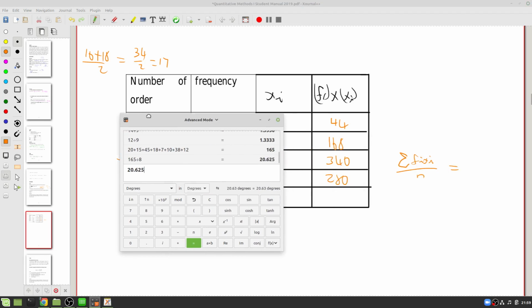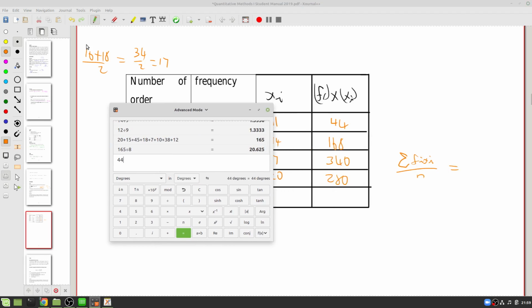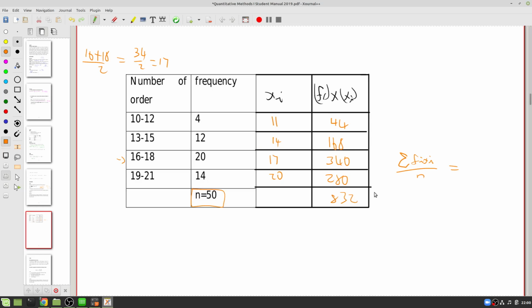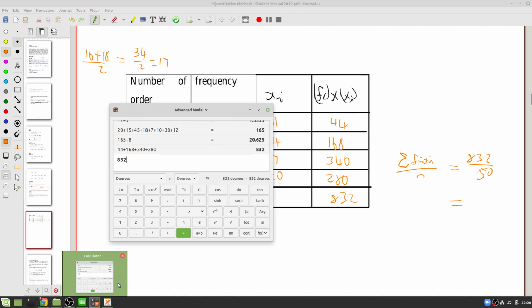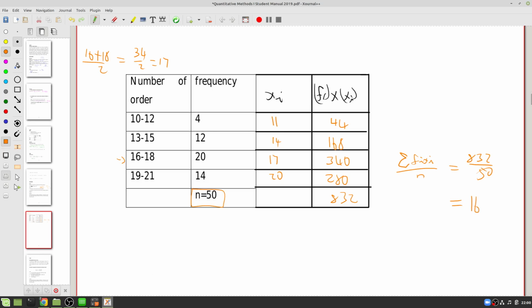Let's do that on the calculator. 44 plus 168 plus 340 plus 280. So that's 832. So the sum of fi times xi is 832, and n is 50, and then we just divide that answer. So divide by 50, 16.64. That's it. That's all there is to calculating the mean for grouped data.